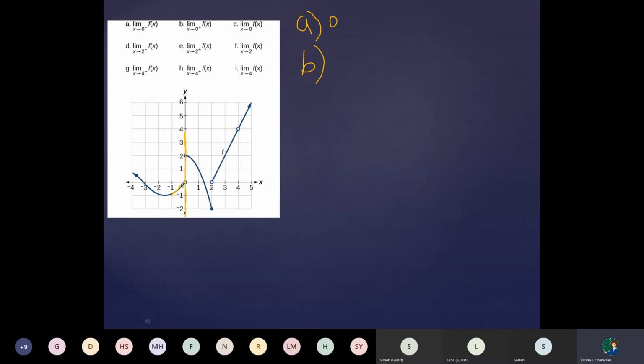Why is it 0? Here you have 0, this is the point 0. Look at 0 from the left on this graph. The point approaches the point here. It approaches to be what? 0. So the answer is 0.